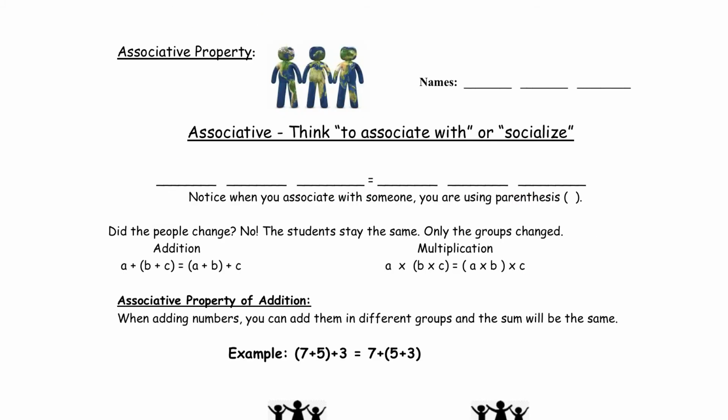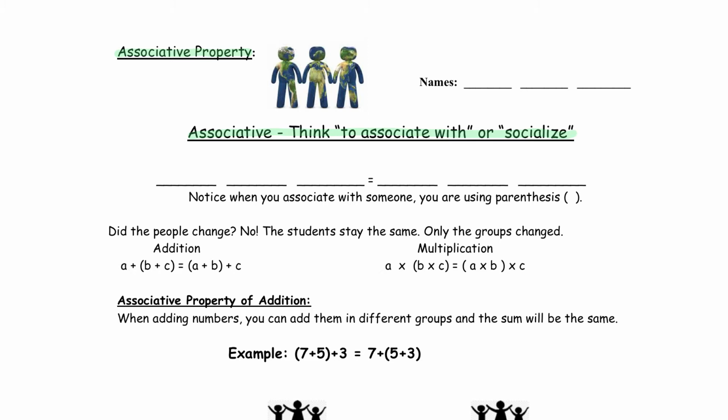The next property we're going to take a look at is the associative property. With the associative property, there is an associative property of multiplication and addition, very similar to the commutative property. I like to call it the social property, or we like to think associate with or socialize. So let's pretend we have 3 names here. So let's fill in 3 different names.